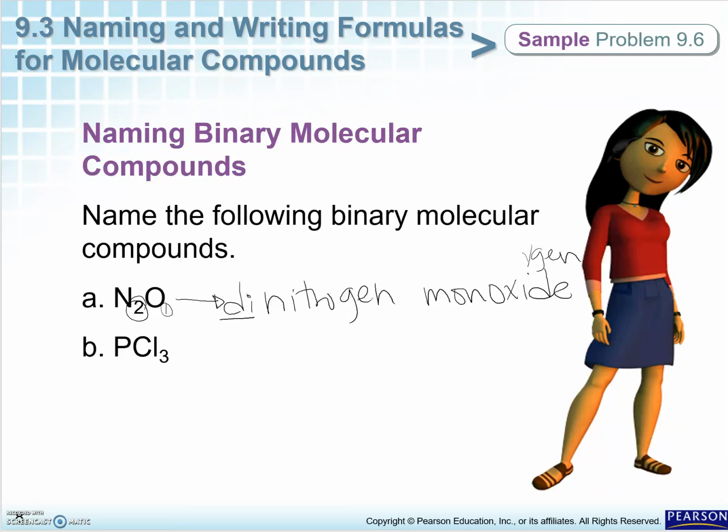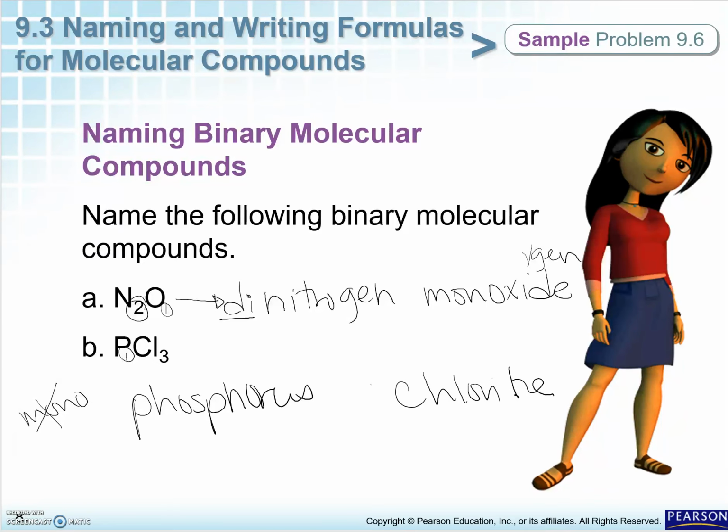So let's try the second one here. We have potassium. Oh, I'm sorry, phosphorus. And we have chlorine. So first of all, we're going to look and we see that there's only one of our phosphorus. And remember, we do not write mono for the first word. So our phosphorus is good. We are done with that one.